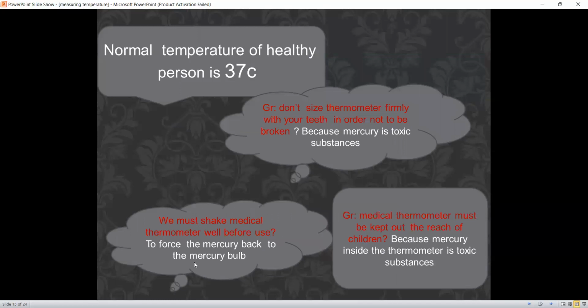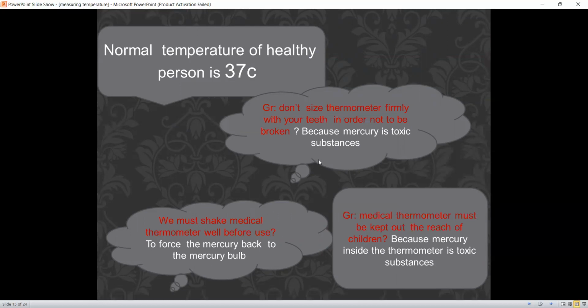But here are some tips that we have to follow before using it. I have to shake the thermometer very well before use to force the mercury to return back to the mercury bulb. I need to take an accurate reading. I have to shake the thermometer before using it to force mercury back to the bulb.